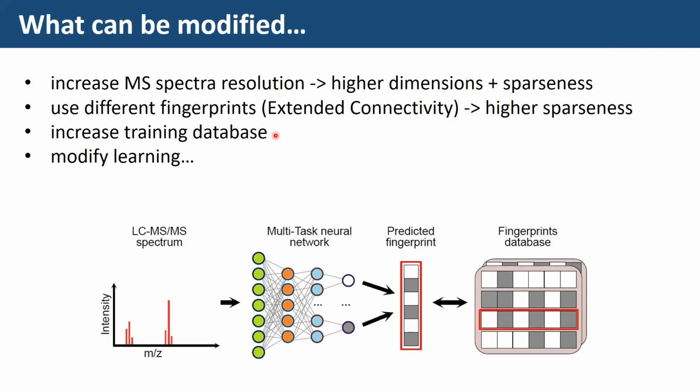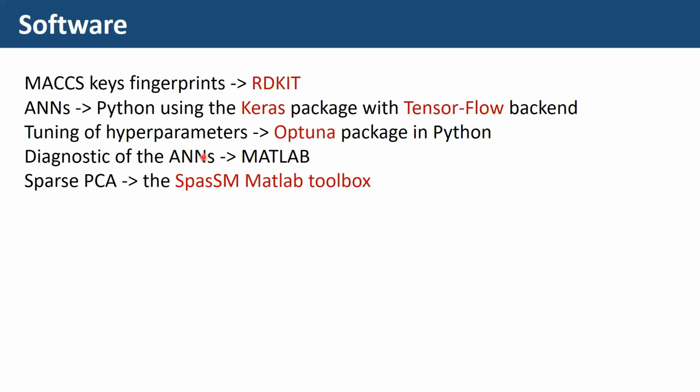We used only the MONA database because it was open, but of course increasing the training database should enhance the accuracy of the fingerprint prediction. Or, of course, we used a neural network, but you could also modify the type of models used for the prediction. So there are a lot of things that can be changed. This is just a short list of the software we used.